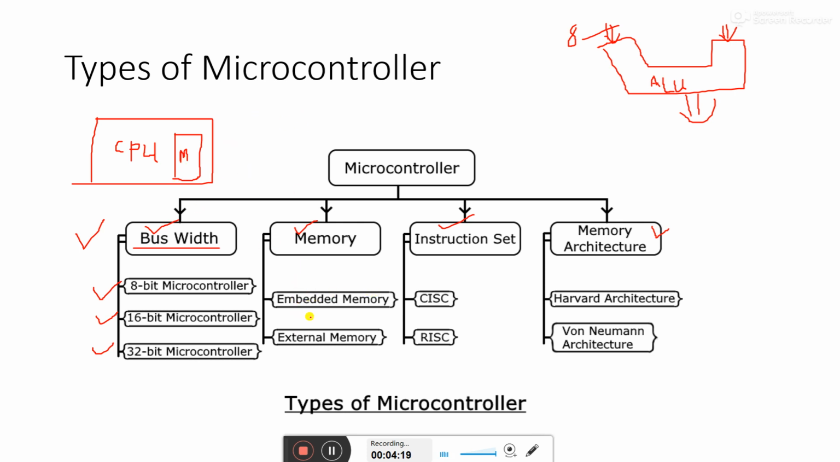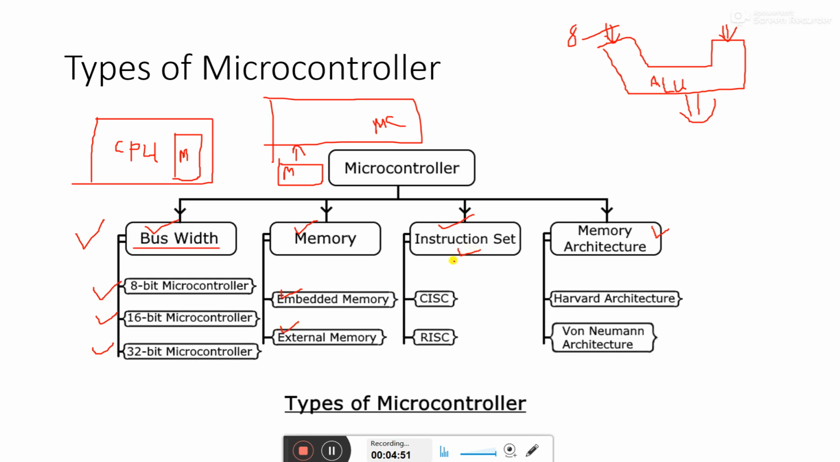For the other case, the external memory: some embedded system is there in which my microcontroller is available, and in that case we have to insert a memory as a separate part, right? So we need to interface the memory with that microcontroller, and that is my external memory. So on the basis of the memory system, we can divide the microcontroller into two types: one is embedded memory and another is external memory.